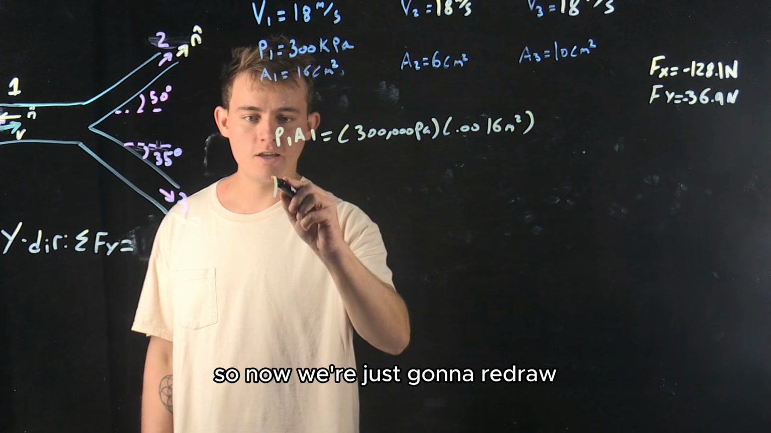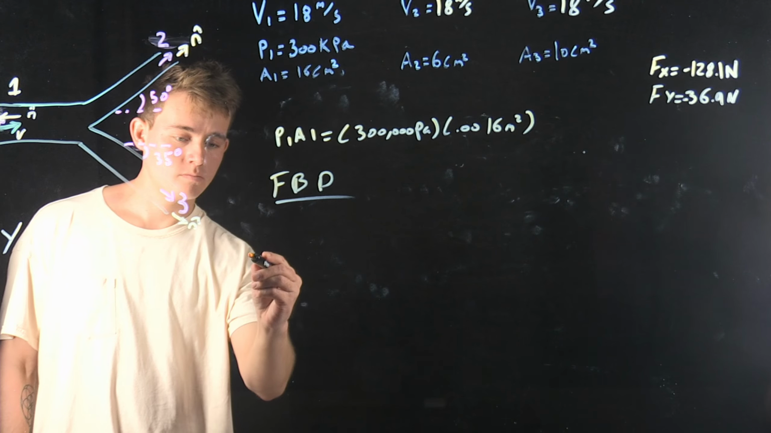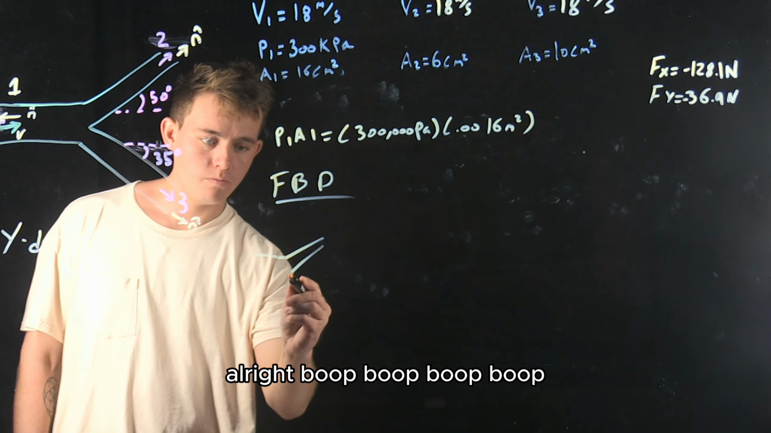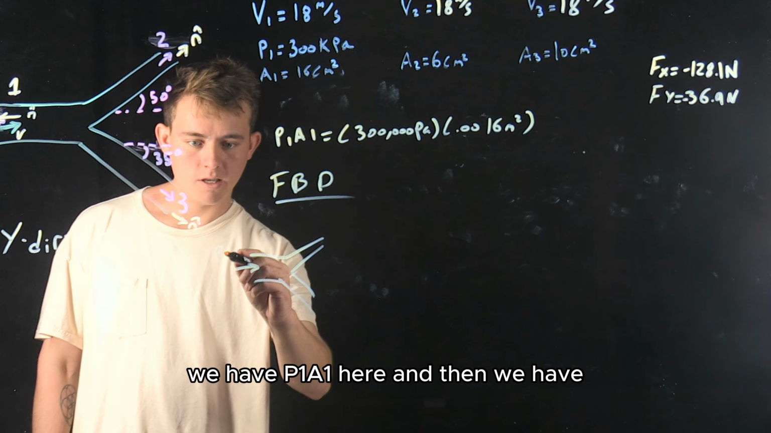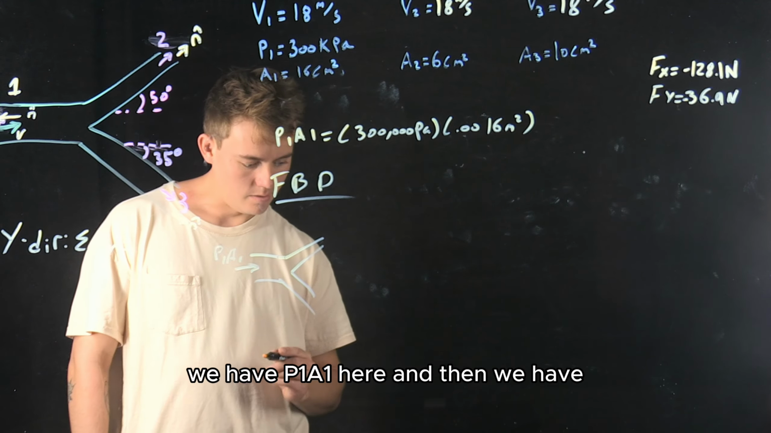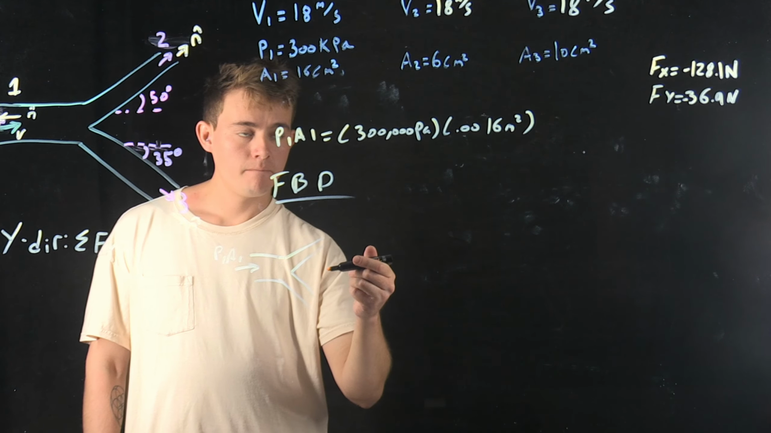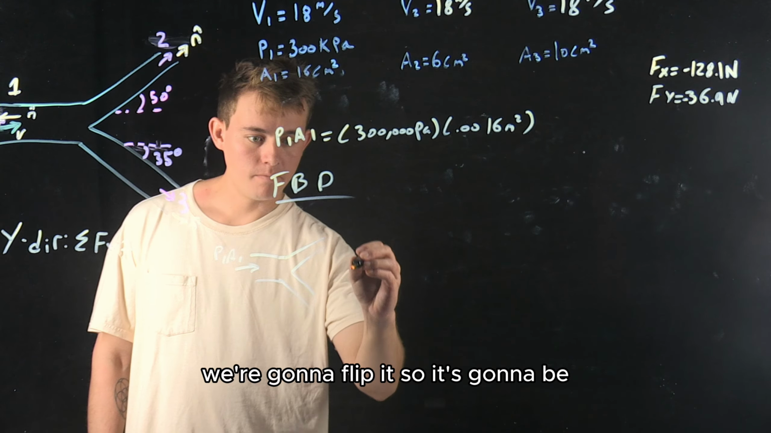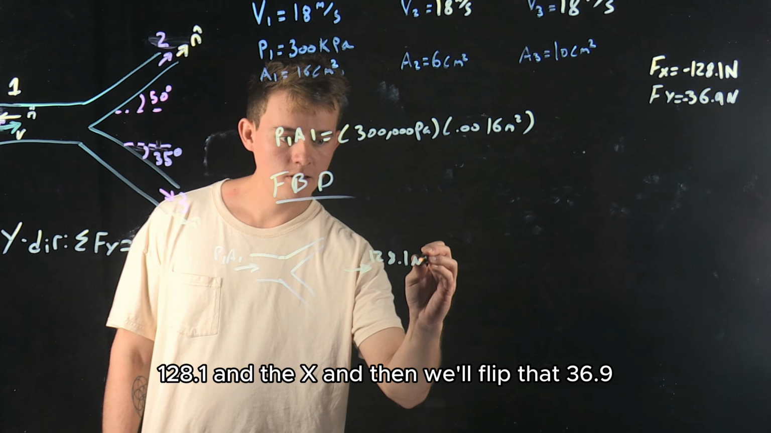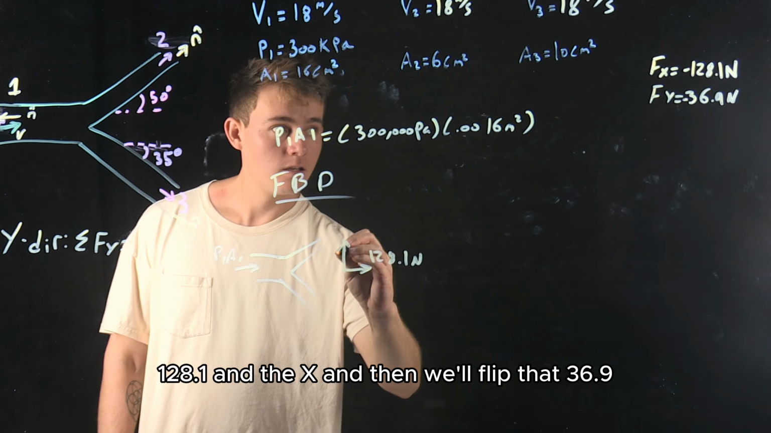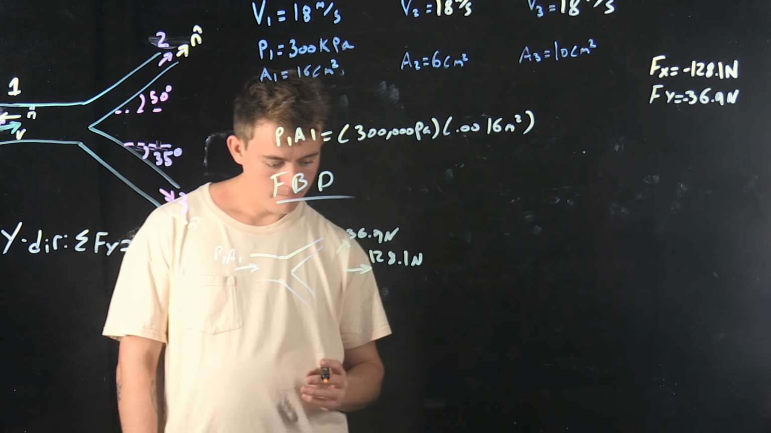So now we're just going to redraw our system as a free body diagram. We have P1 A1 here. And then, if we have negative 128, we're going to flip it, so it's going to be in the other direction. We'll make it positive 128.1 in the X. And then we'll flip that 36.9 in the Y.